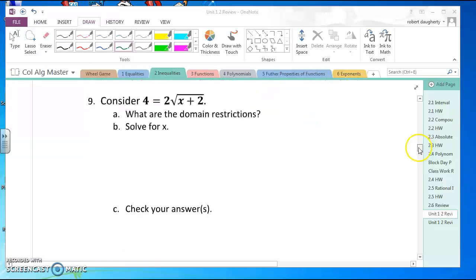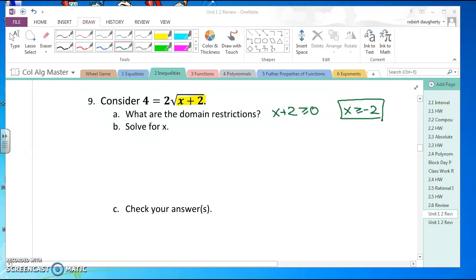Problem number 9. Here we have something with a square root. So my key to domain restrictions with square roots, I cannot take the square root of negative numbers. So x plus 2 cannot be negative. That's the mathematical way of writing cannot be negative. It's greater than or equal to 0. So x has to be greater than or equal to negative 2. So that is my exclusion or restriction.